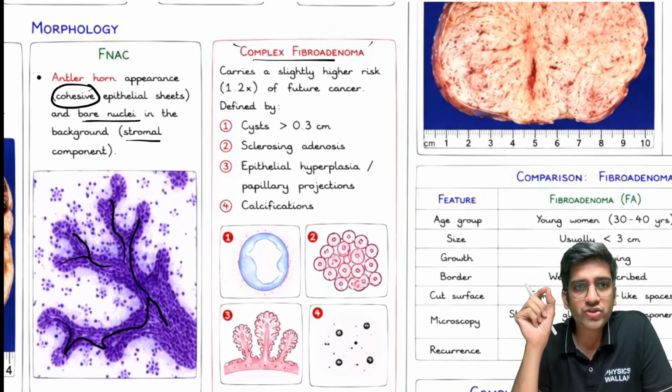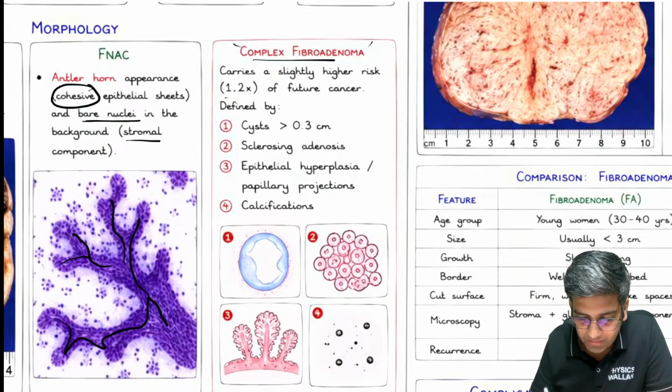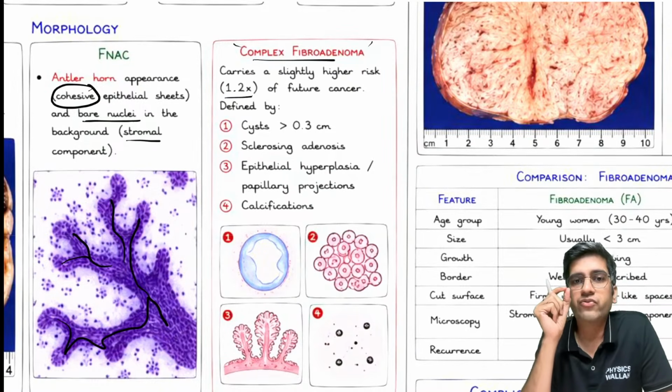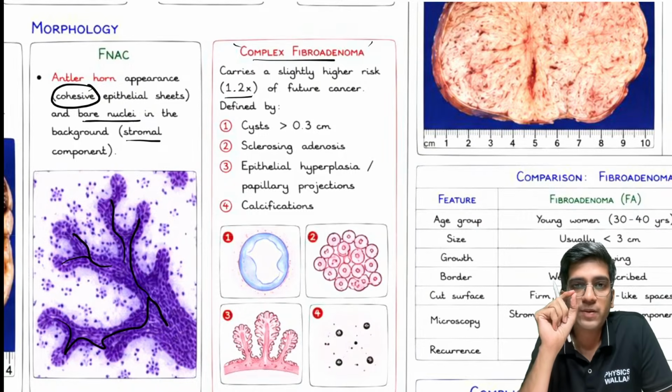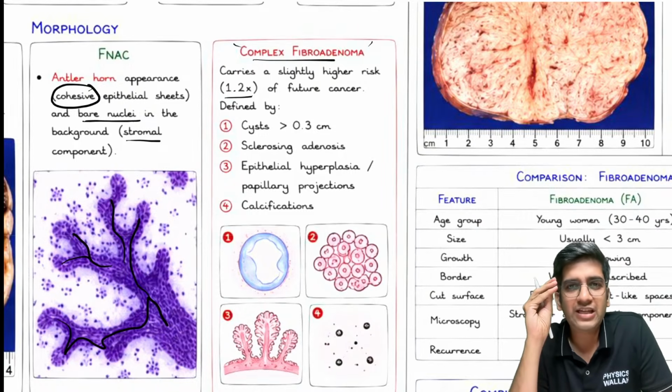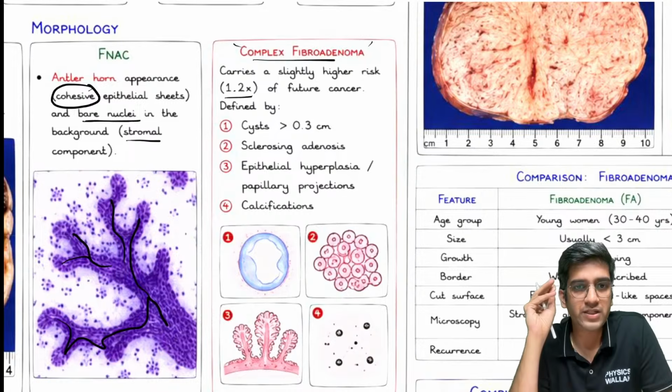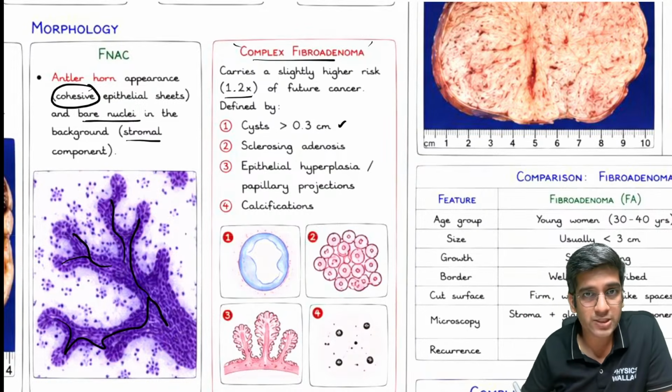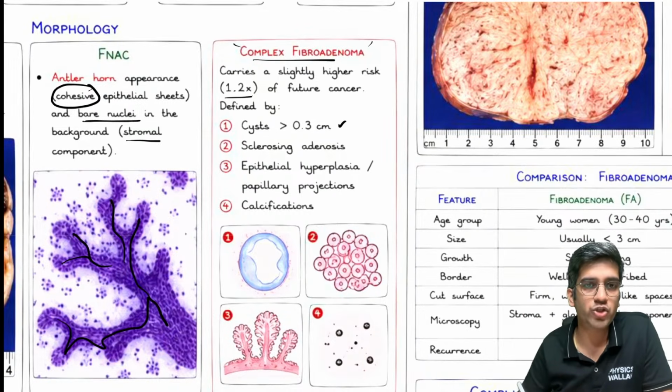The only reason to know this is there is 1.2 times more risk of cancer in this patient on a long-term follow-up. Very, very less, but it's worthwhile to follow up this patient, right? When fibroadenoma says cyst, they're generally completely solid tumors.